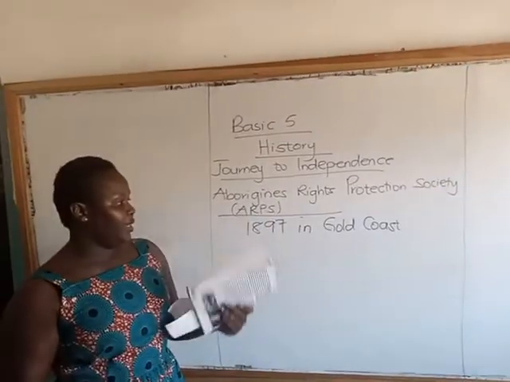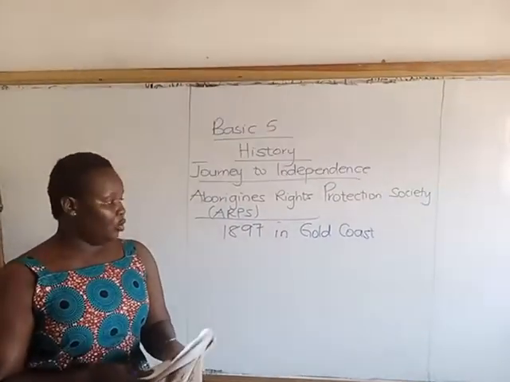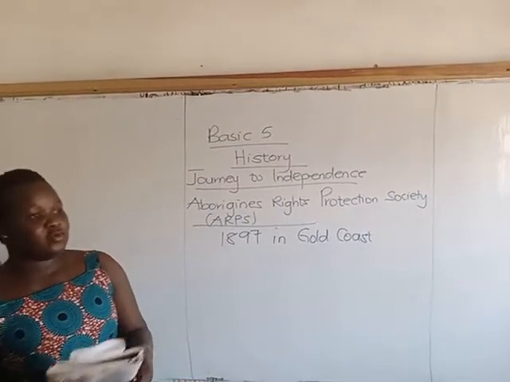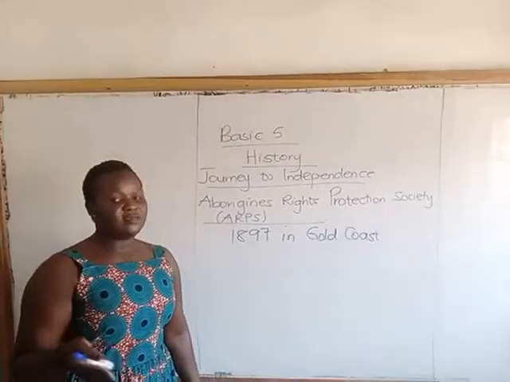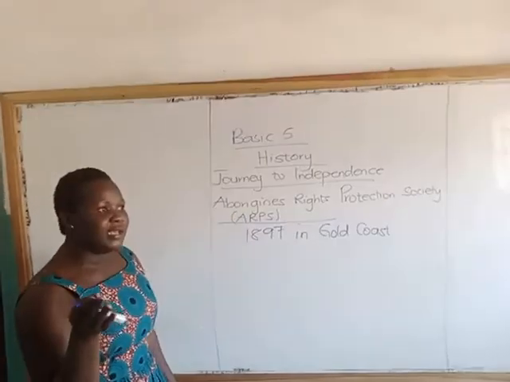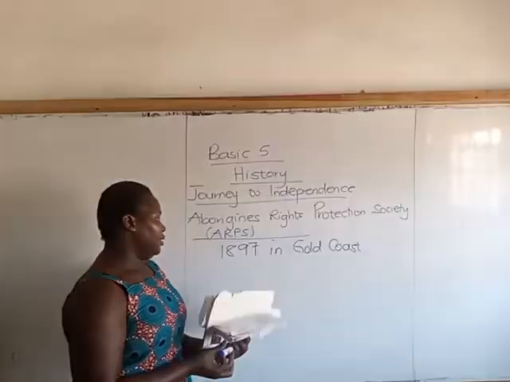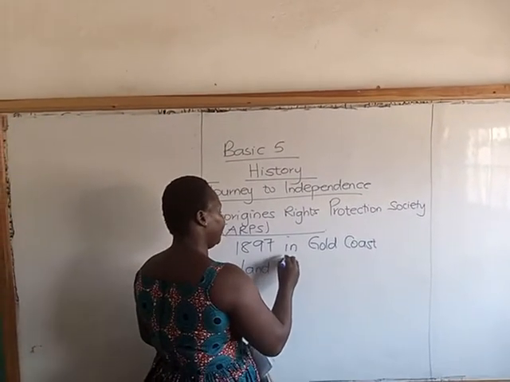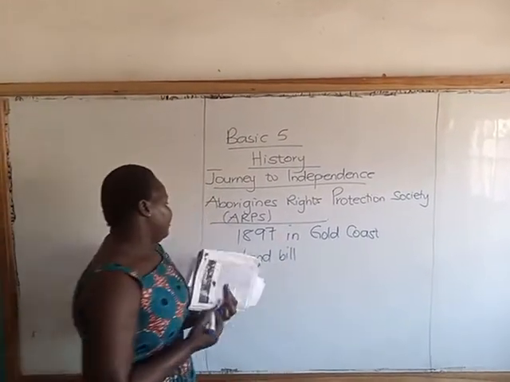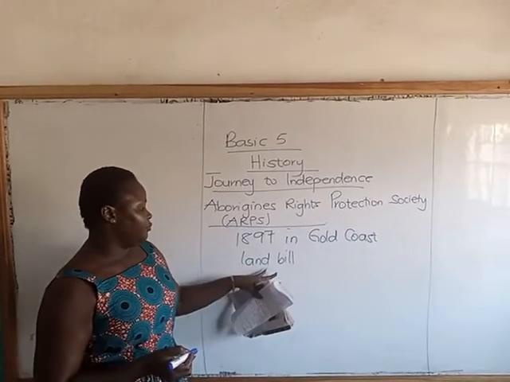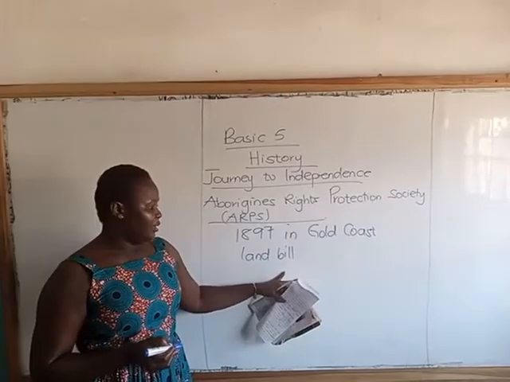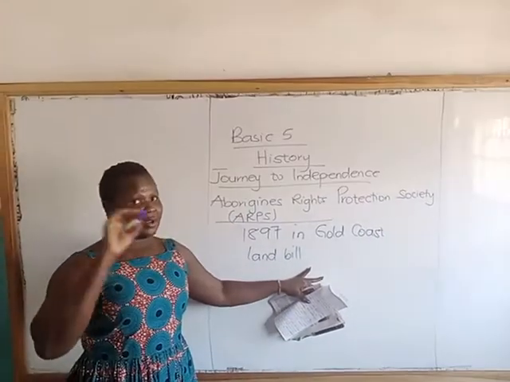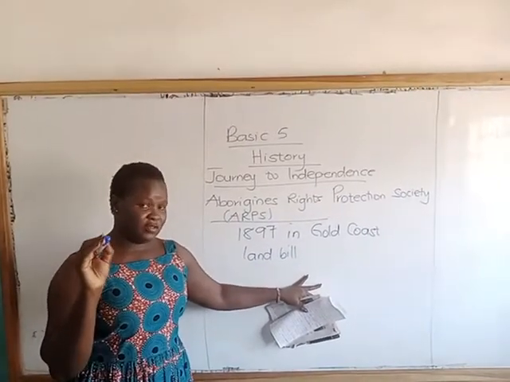Now the main aim of forming the Aboriginal Right Protection Society was to fight against, or protest against, the land bill that was passed by the British colonial government. This land bill gave the British government the opportunity to take over all lands of the local people that were not in use.